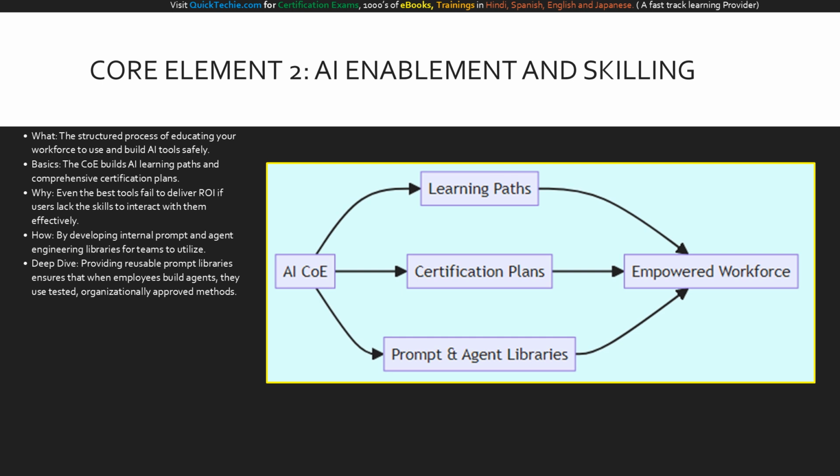This diagram emphasizes that skilling isn't just a single training event. It requires diverse, structured resources from formal certifications for developers to everyday tools like prompt libraries for business users to truly transform how your organization leverages AI.